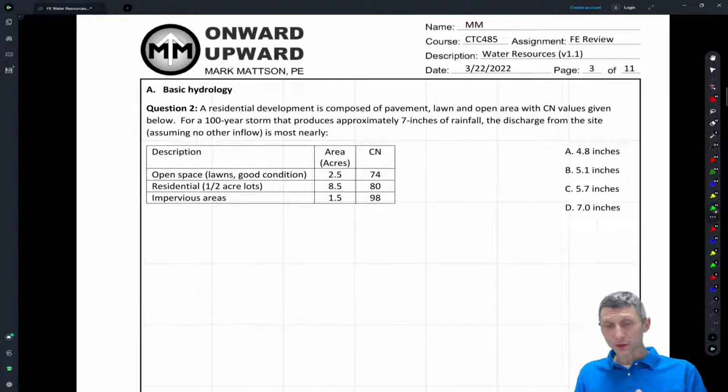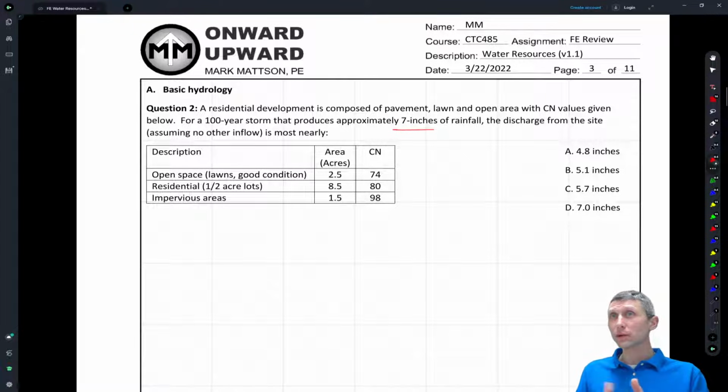So we have a 100-year storm that produces, let's say, 7 inches of rainfall. Maybe you live in a part of the country where you get more than 7 inches. The part of the country I live in, we get about 7 inches for a 100-year storm. The discharge from the site, assuming no other inflow, is most nearly. So what is the discharge?